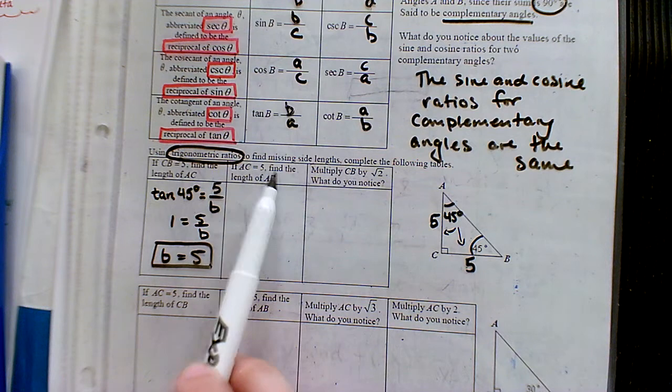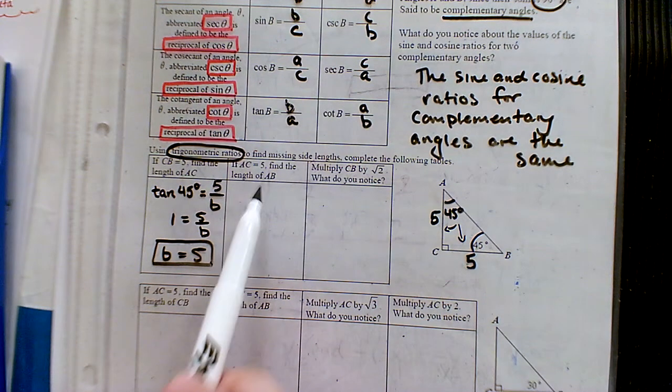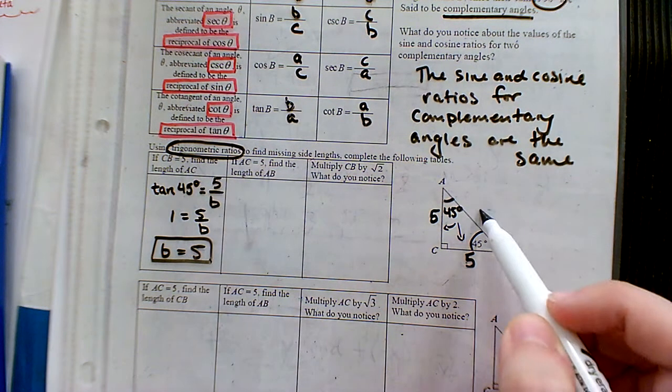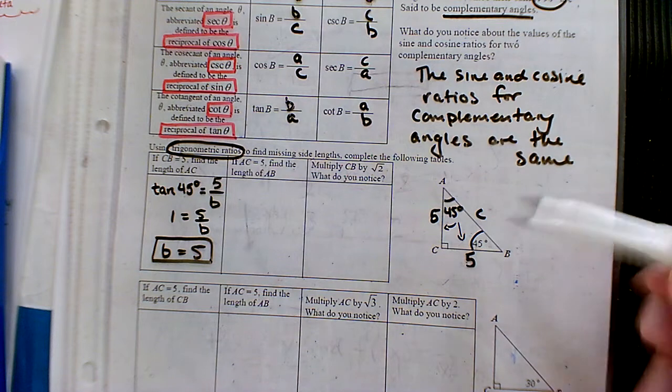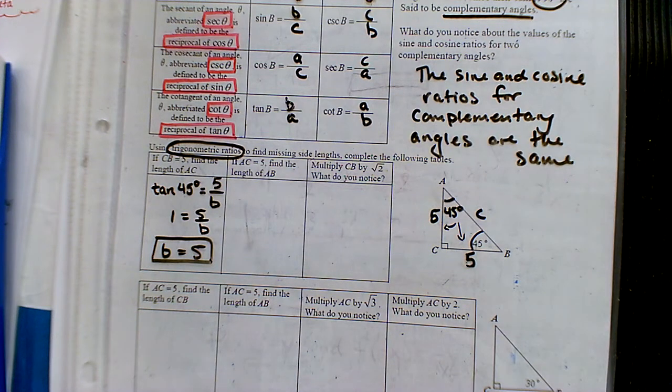If AC is 5, okay, we already confirmed that. Find the length of AB, which is the hypotenuse in this case. Maybe we'll label it C. So what trig function might you want to use to help us find the hypotenuse? If you think about SOHCAHTOA, okay, if we're trying to figure out a hypotenuse, we basically have two options. We can use a sine ratio or a cosine ratio, because both of those involve the h, okay, the hypotenuse. Which one do we want to use?